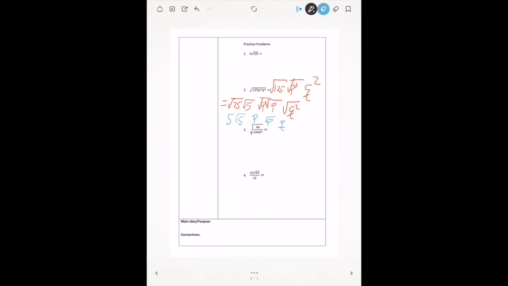So my final answer should be 5 times p times q times the square root of 5p. So I'm going to group those back together in the end. So I'm kind of applying my idea here. If I'm taking p squared and I divide it by 2, I get p to the first. And if I take q squared divided by 2, I get q.